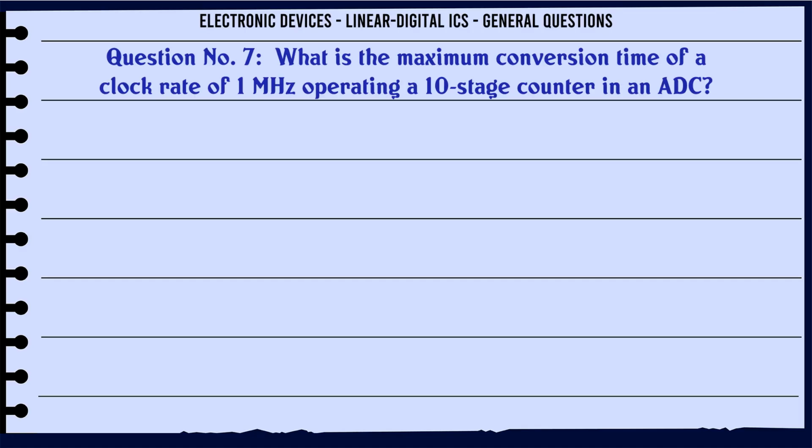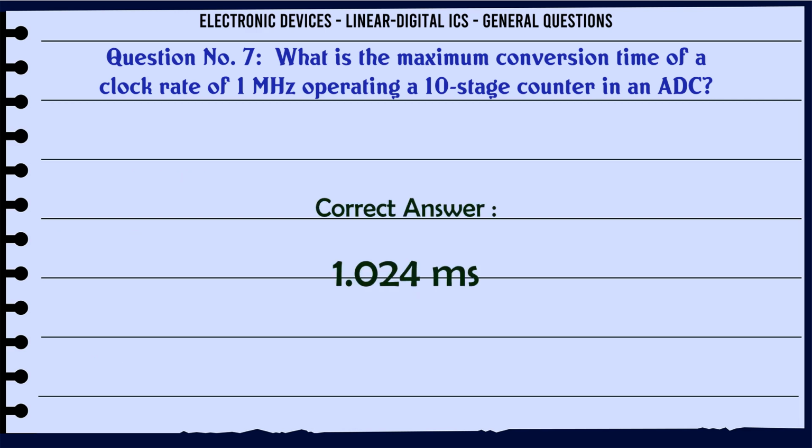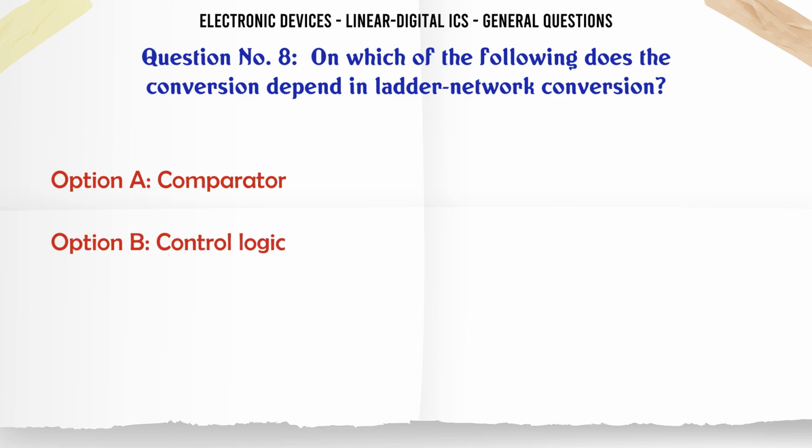What is the maximum conversion time of a clock rate of 1 MHz operating a 10-stage counter in an ADC? A. 1.024 s. B. 102.3 ms. C. 10.24 ms. D. 1.024 ms. The correct answer is 1.024 ms.